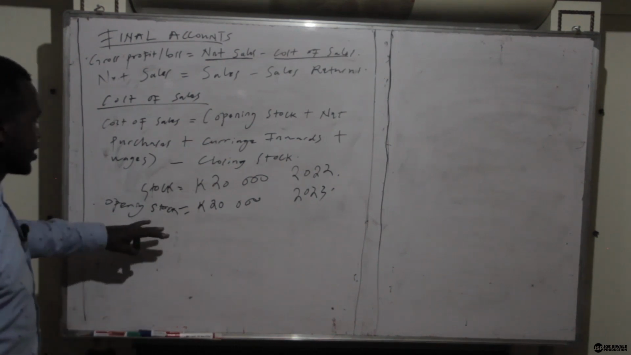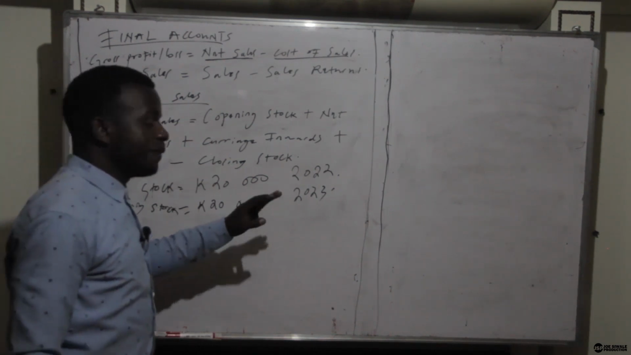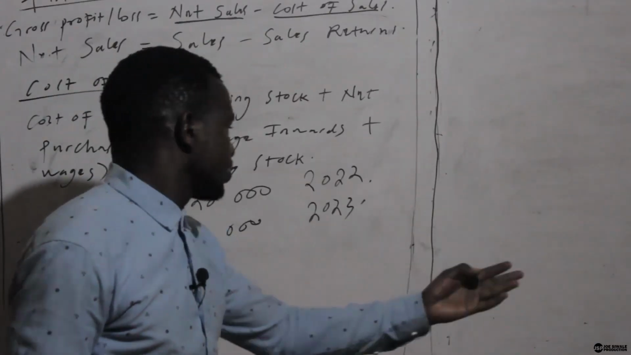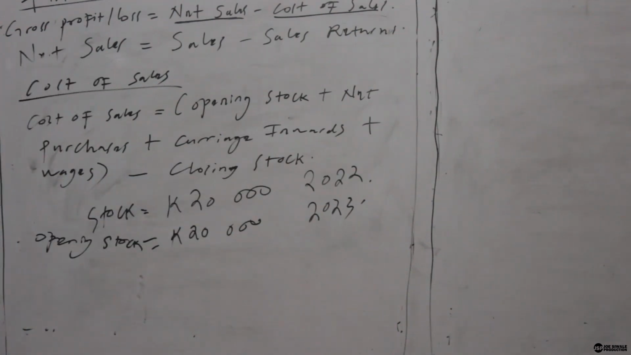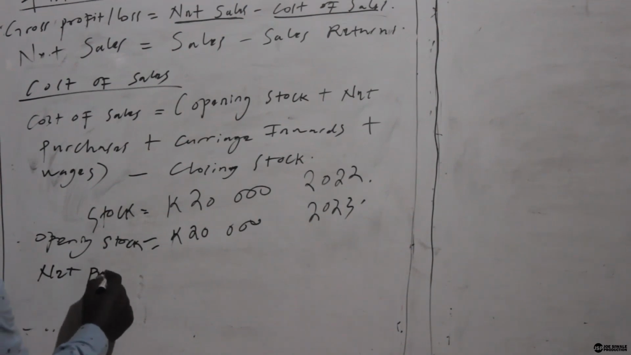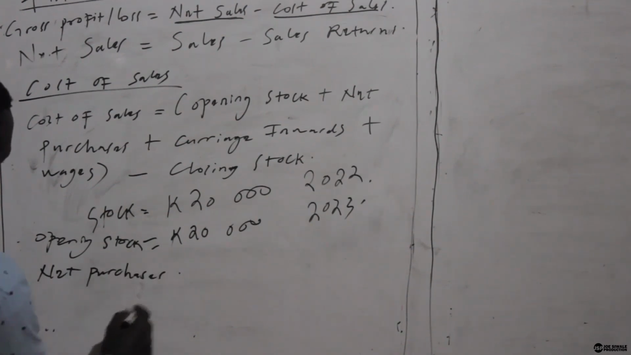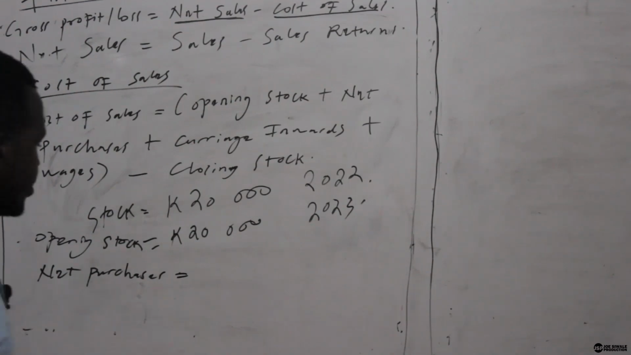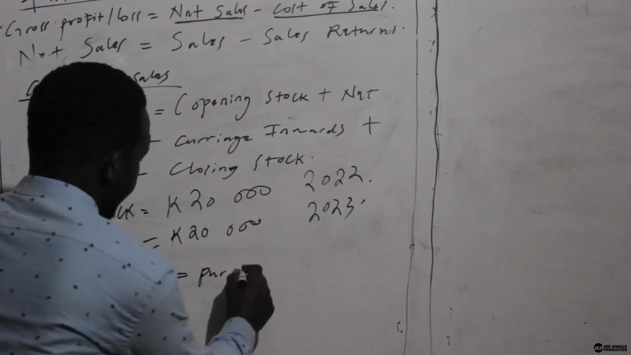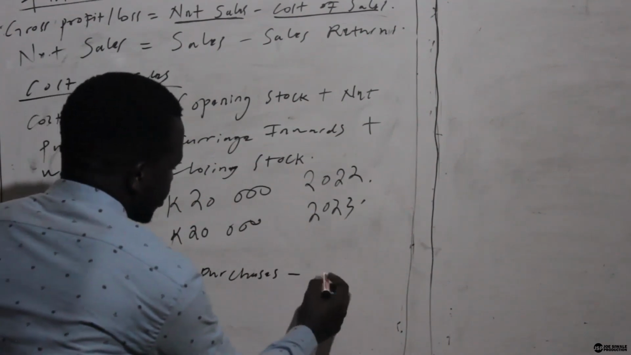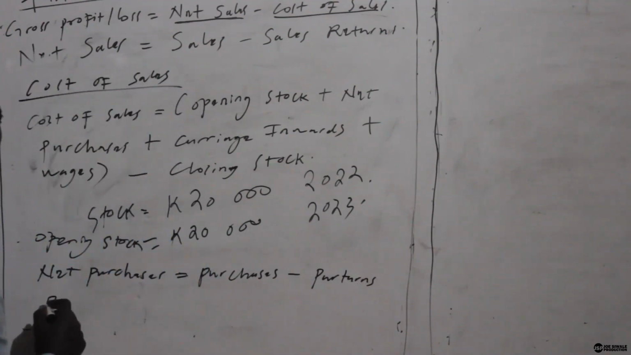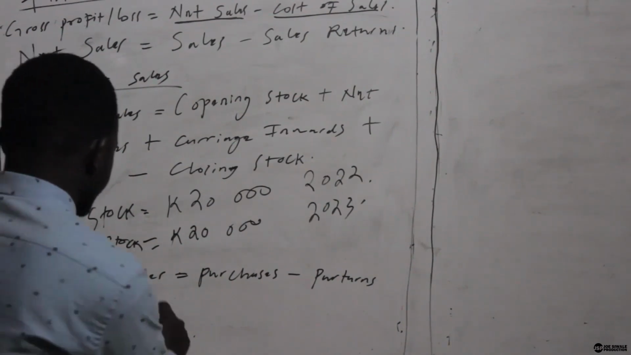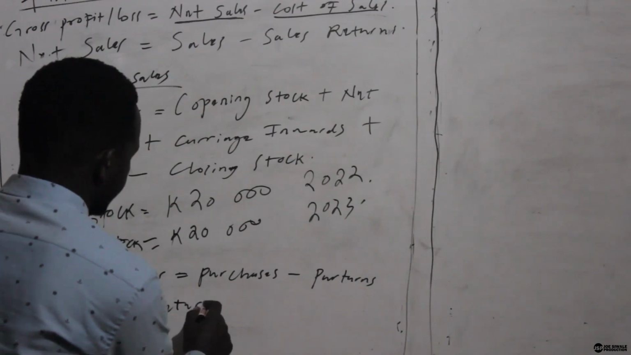In 2023, the opening stock is going to be 20,000. So the opening stock is just the value of stock that the business brings from the previous accounting period. That's opening stock. Then let us look at net purchases. The net purchases are found by saying purchases minus purchases returns. Purchases returns can also be referred to as returns outwards.